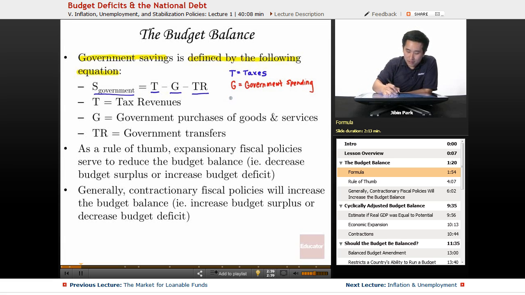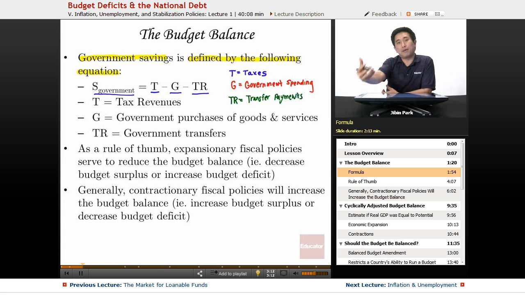And then you have TR. TR stands for transfer payments. All the money that's going out in the form of Social Security, Medicare, Medicaid, any payments being made out, is similar to government spending. Now, we don't call it government spending because this is money that's already owed to the people, and it's kind of like a cash flow, so to speak.